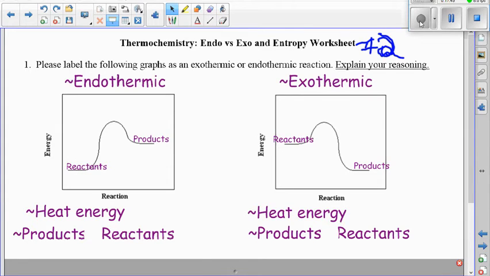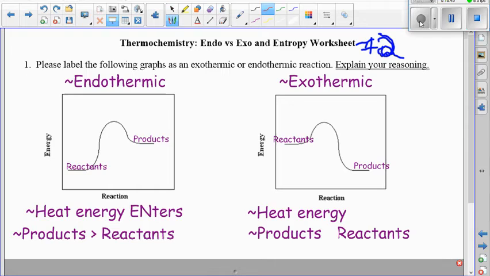Okay. Can you just tell me if heat energy is entering or exiting on this graph over here? The one on the left. I think it's entering. You got it. Energy, or heat, is entering here. And so that means that the products or reactants have more energy. You got it.